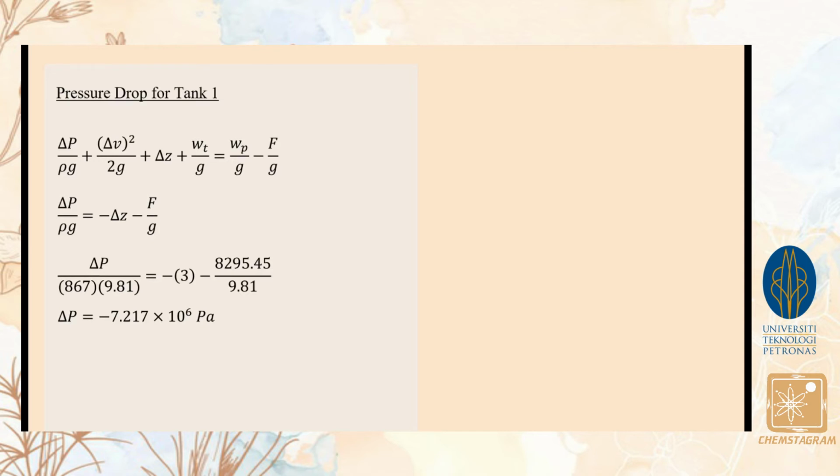To calculate the pressure drop for tank 1, we will need to use the Bernoulli's equation for pipeline system. We know that the difference of velocities is 0 and there is no turbine and pump for tank 1. Therefore, we can simplify the equation into delta P over rho g equals negative delta Z minus F over g. By putting the values in, we can get a pressure drop of negative 7.217 times 10 to the power of 6 Pascal.